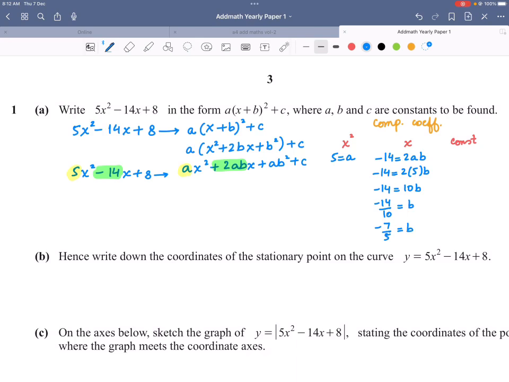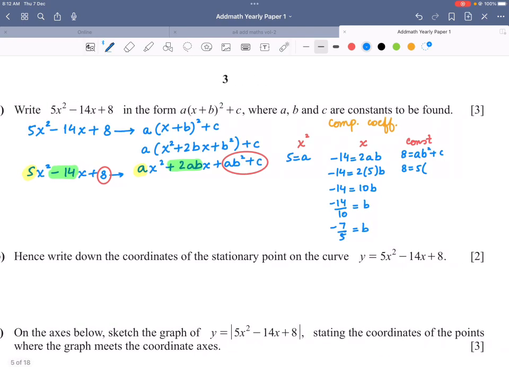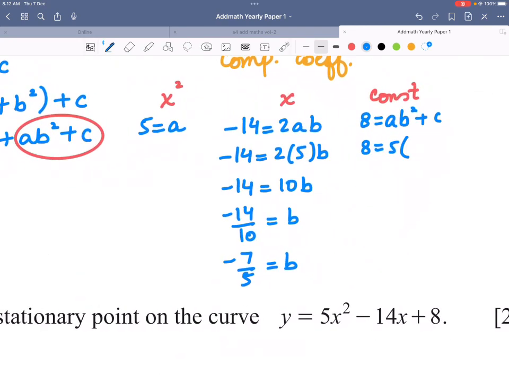For c, now we need to compare the constants only. On my left side the constant is 8. On my right side the constant is ab² + c. So equate both of them: 8 = ab² + c. Plug in the values for a and b. So 8 equals a is 5 and b² is (−7 over 5) whole squared, plus c.